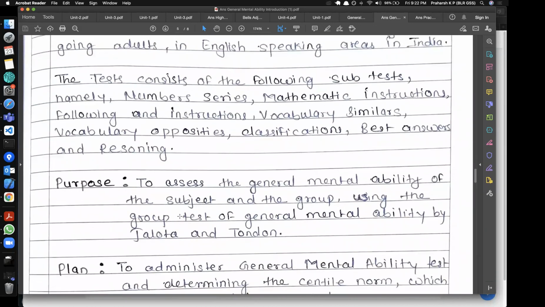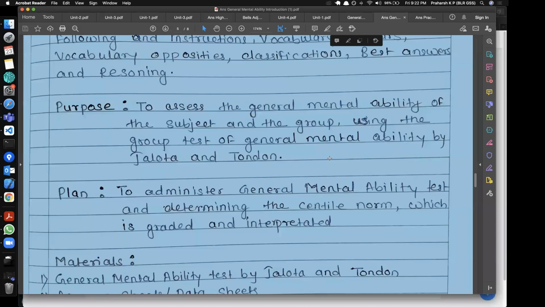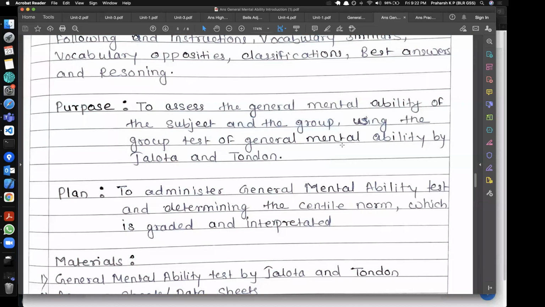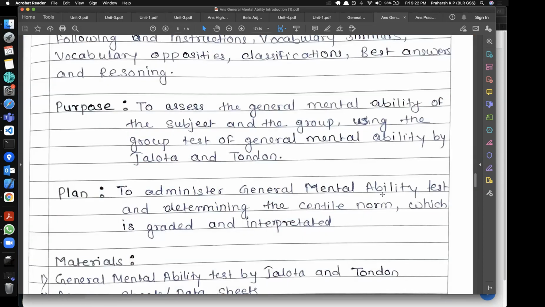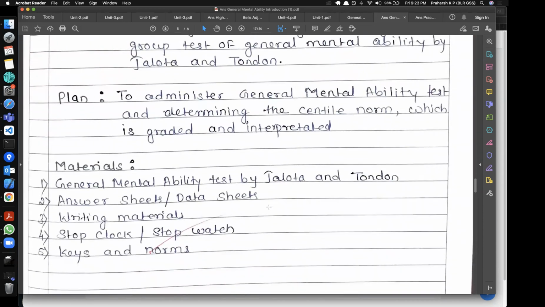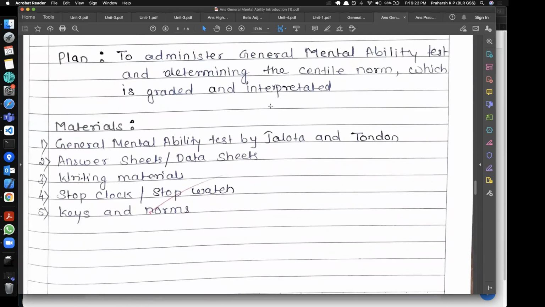Purpose: to assess the general mental ability of a subject and the group. We are not doing it for the group, we are doing it only for a single person, but it's supposed to be done for a group of people and then probably arrive at some conclusions. Anyway, using the group test of general mental ability by Jalota and Tandon. Plan: to administer GMA and determine the central norm, which is graded and interpreted.